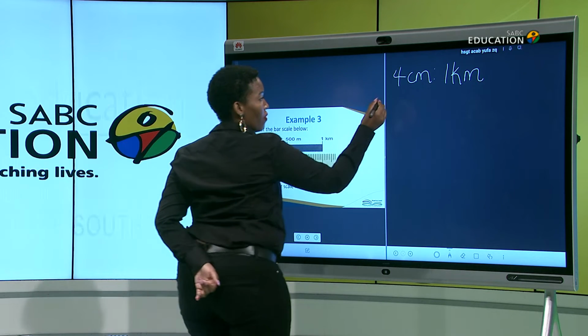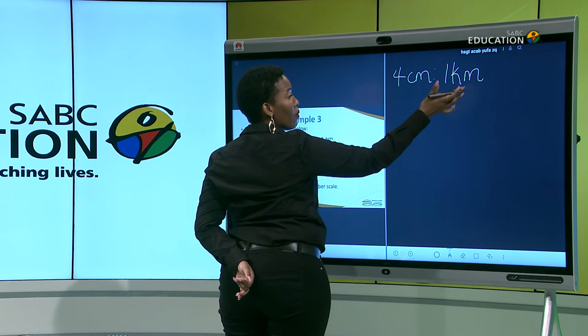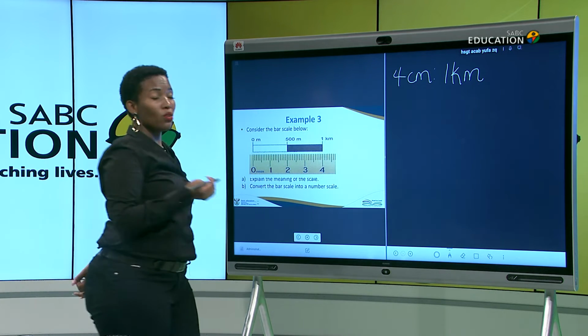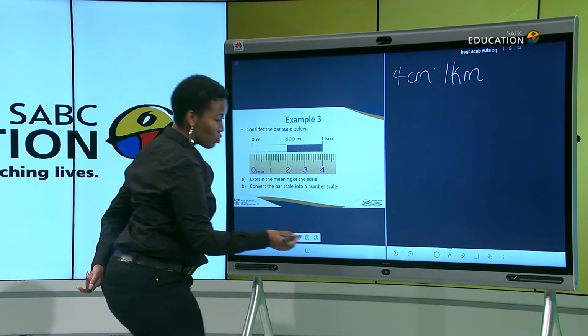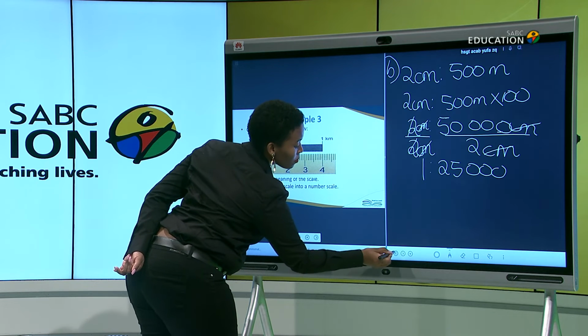Now, let's see our 4 centimeters. When you convert kilometers to centimeters, what is the conversion factor between a centimeter and a kilometer? Let us go back again to our conversion table.